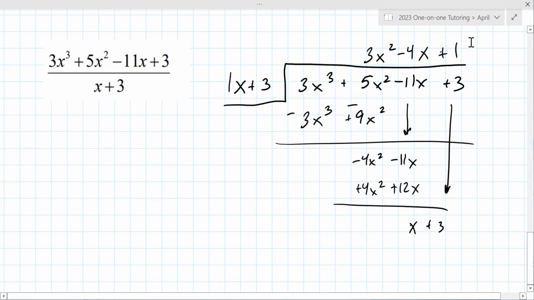So then it would end up being just plus 1 at the end. And then you multiply that 1 by the x and by the 3 to get x plus 3. Change the signs. And you get 0 at the end.